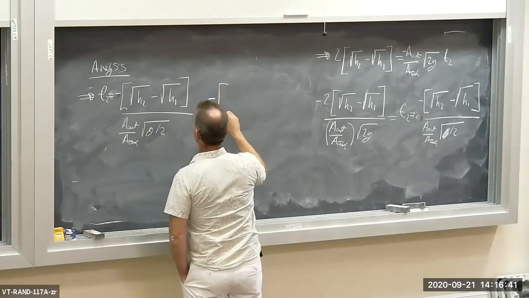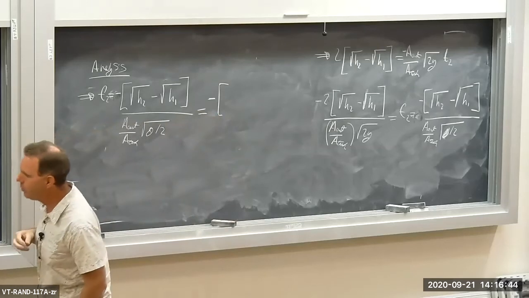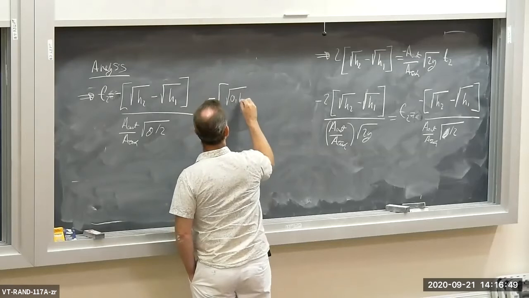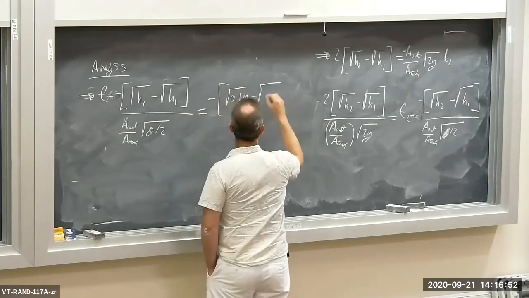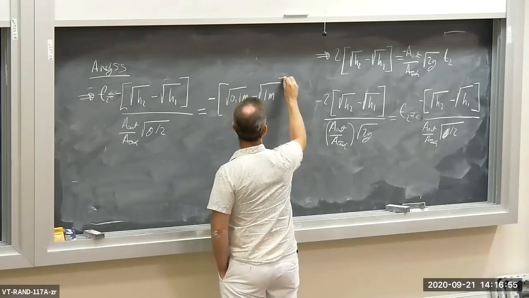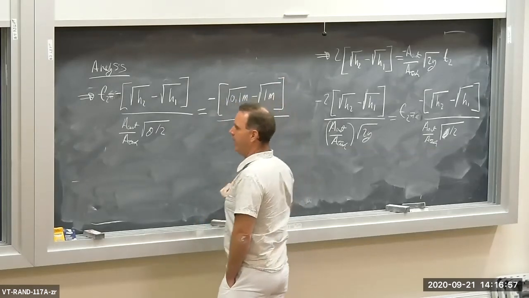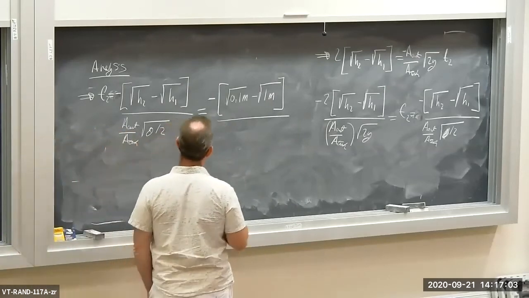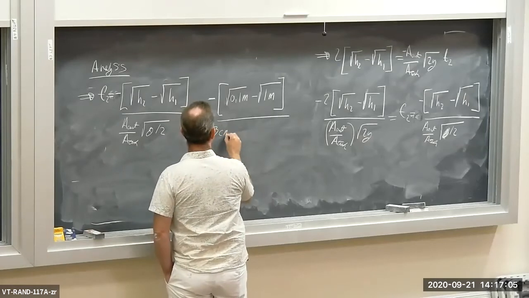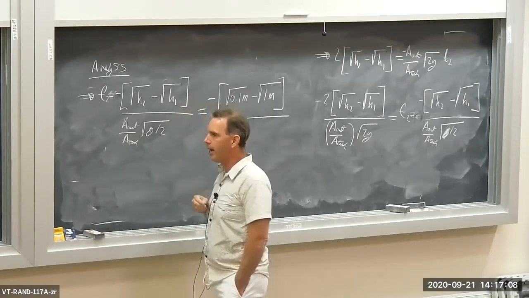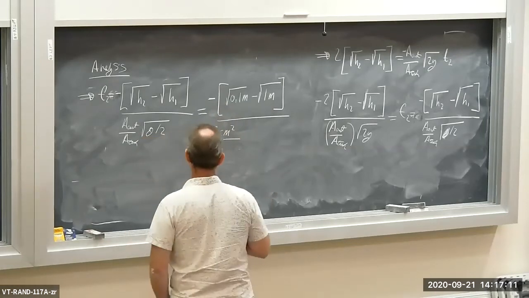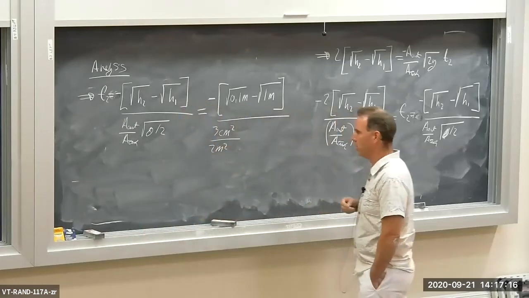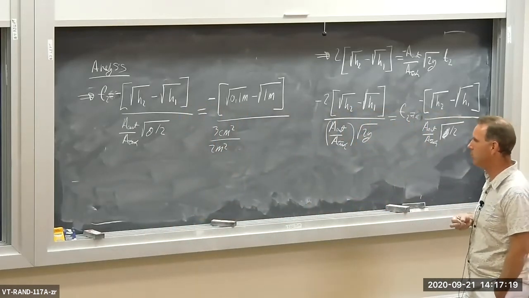Negative square root h2. Let's see, h2 is 0.1 meters. h1 is 1 meter. And then I have the ratio of area out to area in. Let's see, the outlet area is 3 centimeters squared. And the tank area is 2 square meters, the surface area of the tank. It's a cylindrical tank. Apparently, its top surface area is 2 square meters.